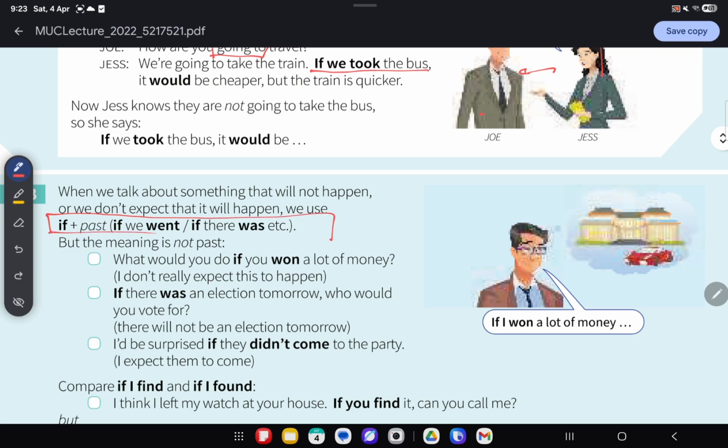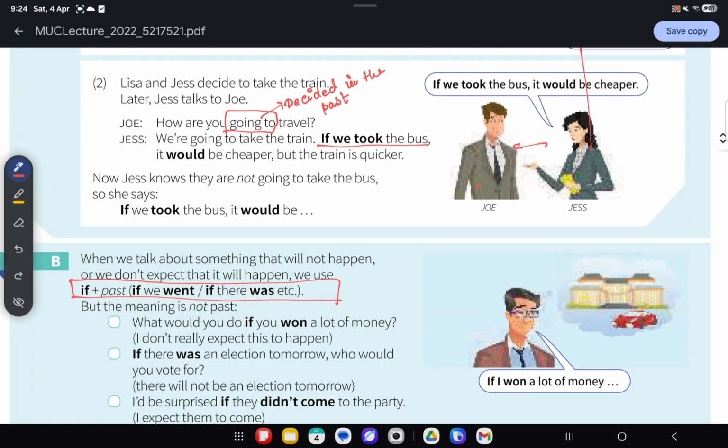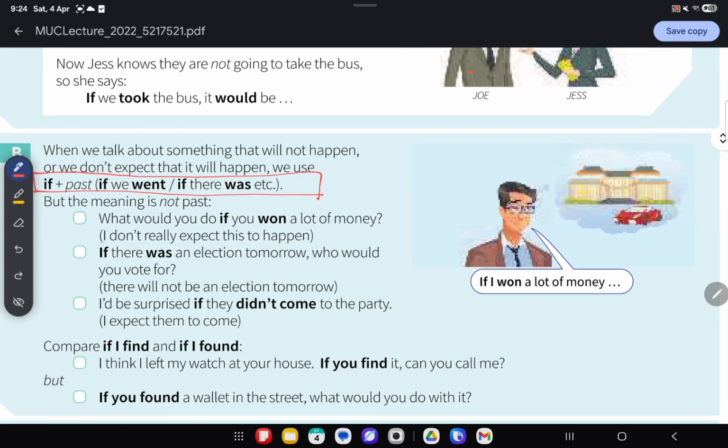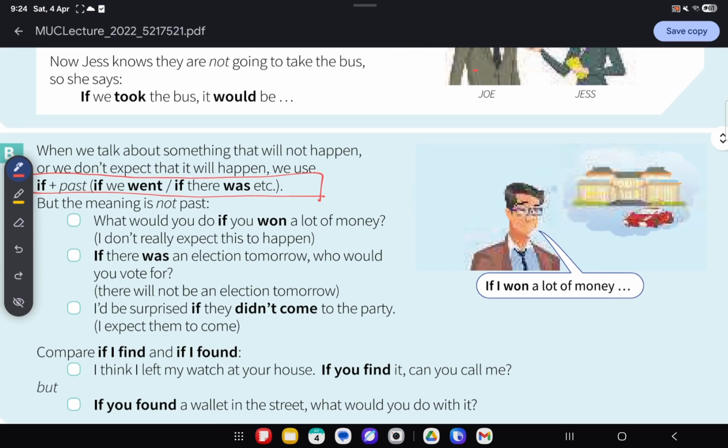When we know that it will not happen in the future, for that we use if plus past form. But the meaning is not past. It means we use the past form but the meaning is not past. Read the example and understand.